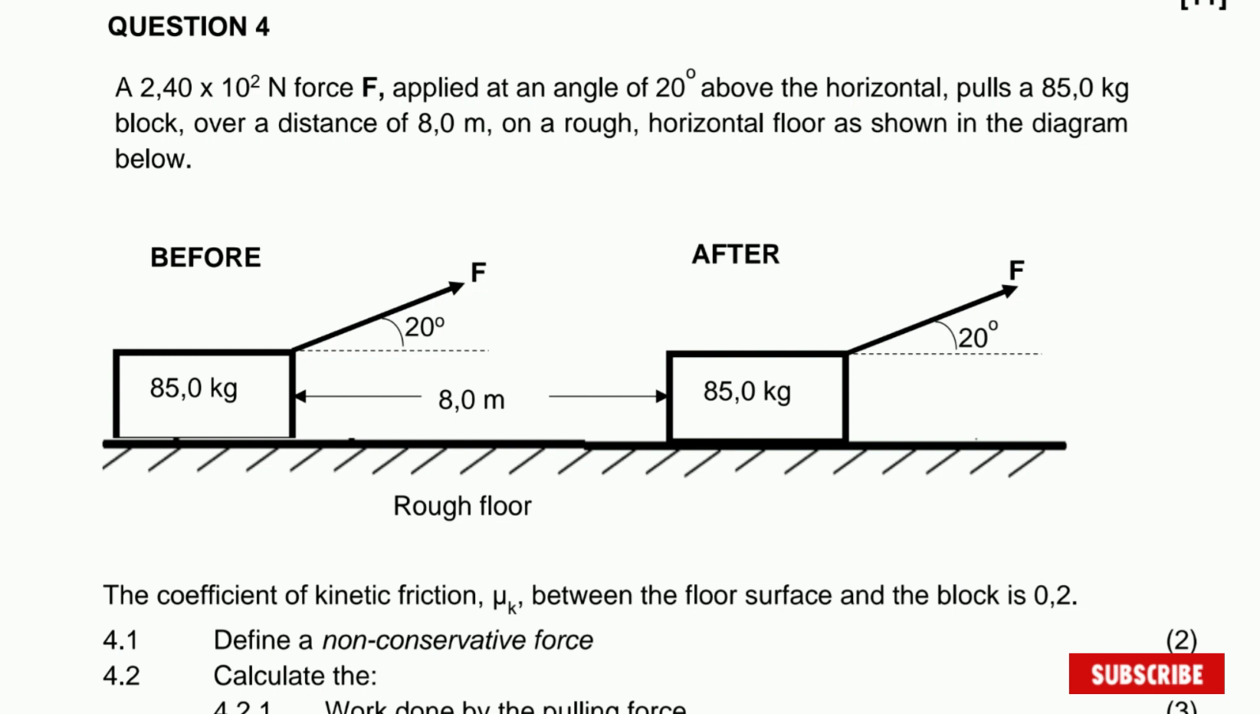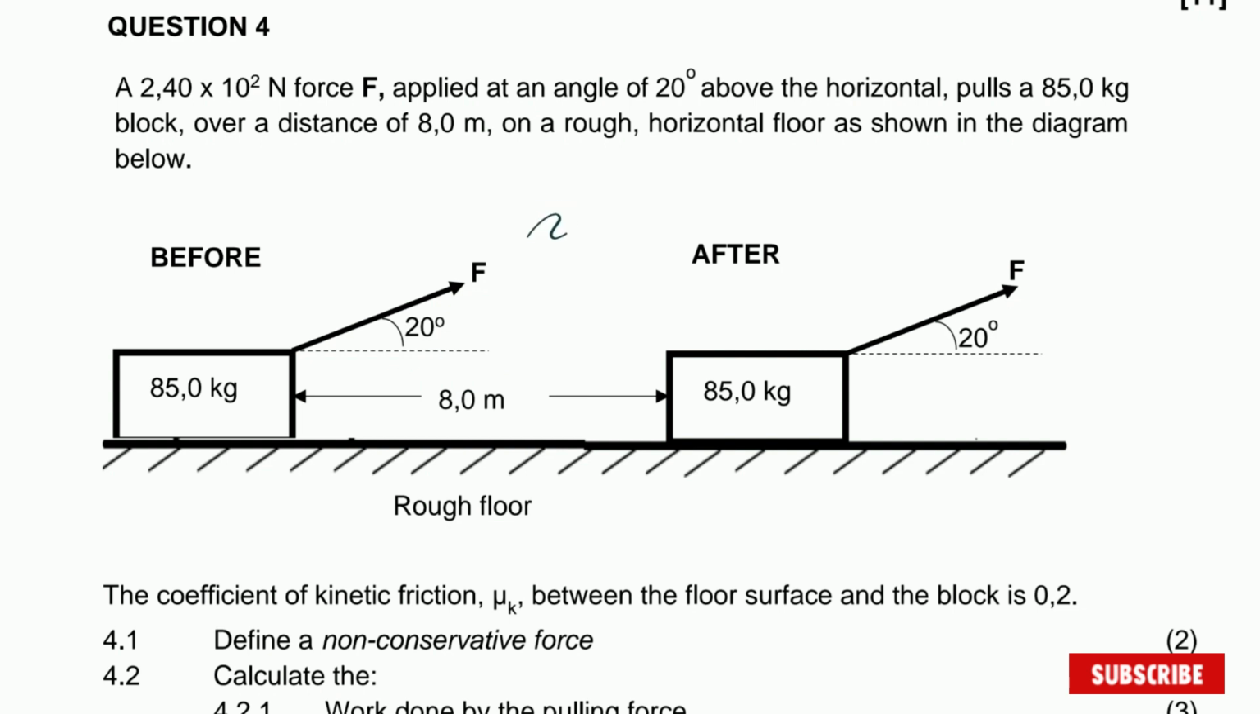Question 4: state a 2,4 times 10 to the 2 Newton force F applied at an angle of 20 degrees above the horizontal pulls an 85 kilogram block over a distance of 8 meters on a rough horizontal floor, as shown in the diagram below. Here the floor is rough, which is important. The distance is 8 meters and the angle between the horizontal and the force is 20 degrees. All the data are here.